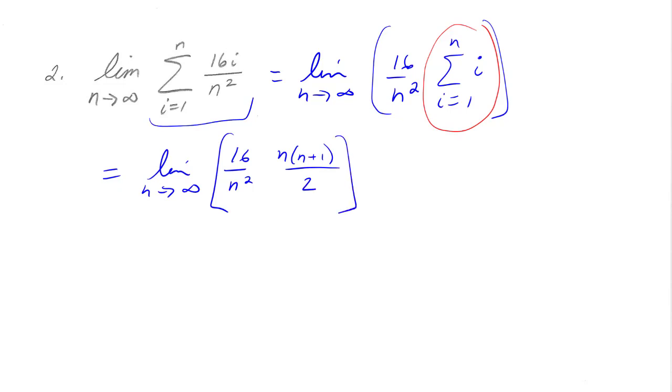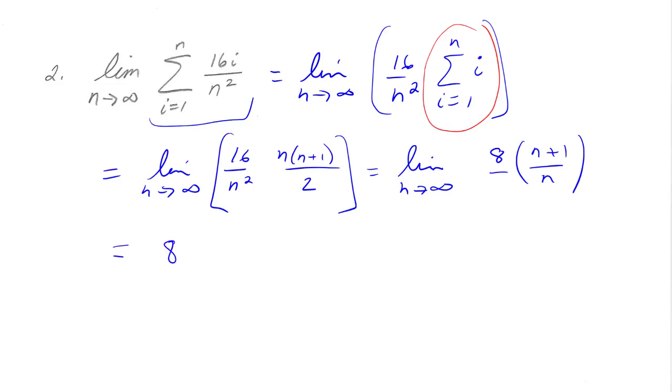So what do we get here? All right, we get the limit as n goes to infinity. We would get 8 from the 16 over 2 times, well, one of the n's would cancel, so we get n plus 1 over n. Well, this is a pretty easy limit to do.